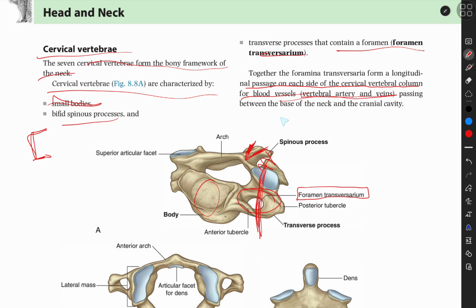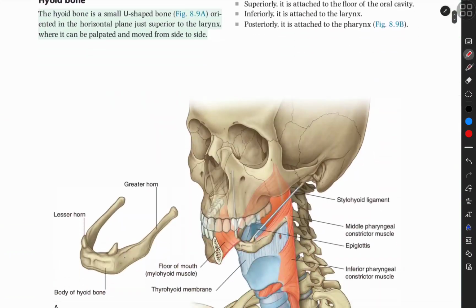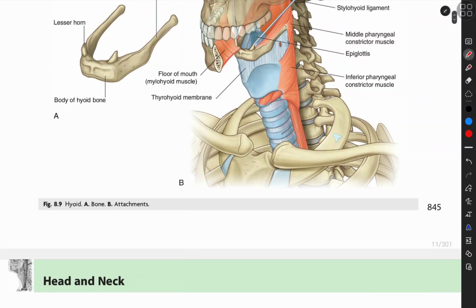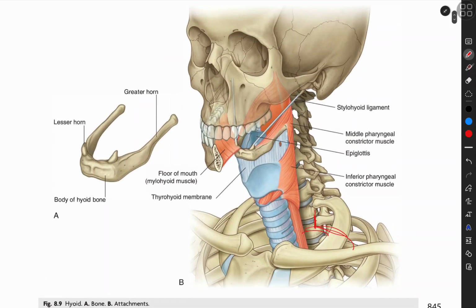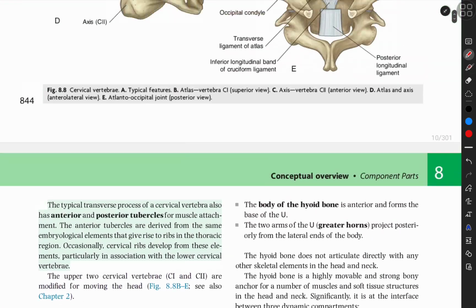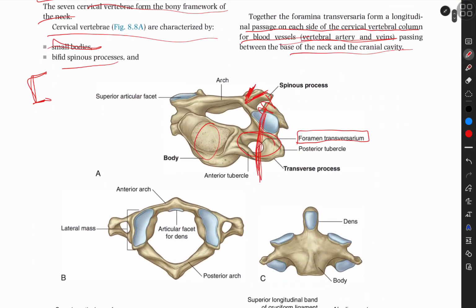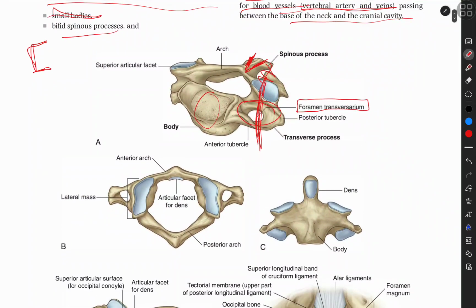Now you need to know, passing between the base of the neck and the cranial cavity. So the vertebral arteries originate here and then they pass through all these foramina and into the brain, between the base of the neck and the cranial cavity.